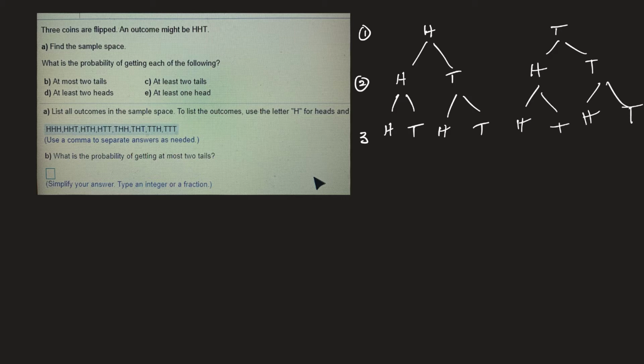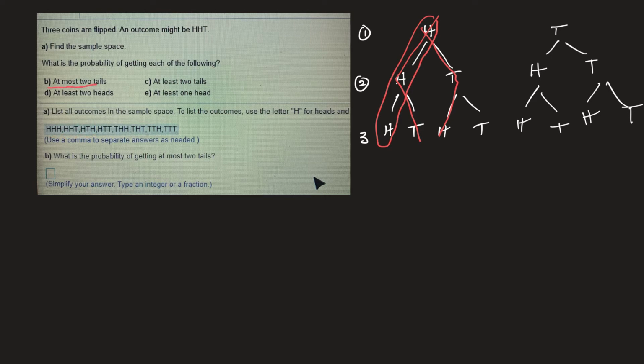So now if I take a look at what my sample space is, this would be one item in the sample space, and that one is right there. And then head, head, tail, right there. Head, tail, head, right there. You see how it goes? So that's how you can figure out what your sample space is. And now let's answer some of their questions. So I've got the sample space.